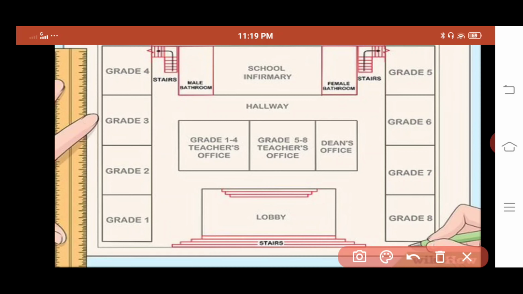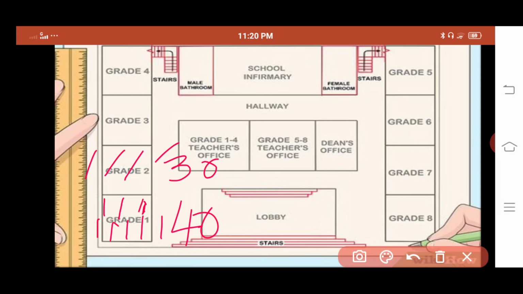For example, here in the first class 40 students are there. So for each 5 students you have to mention one line. So 40 students means how many lines do we have to draw? 8 lines. 1, 2, 3, 4, 5, 6, 7, 8. So these 8 lines are indicating 40 students. In the same way, 30 students are there in the second class. How many lines do we have to draw? 6 lines. 6 5s are 30. 1, 2, 3, 4, 5, 6.